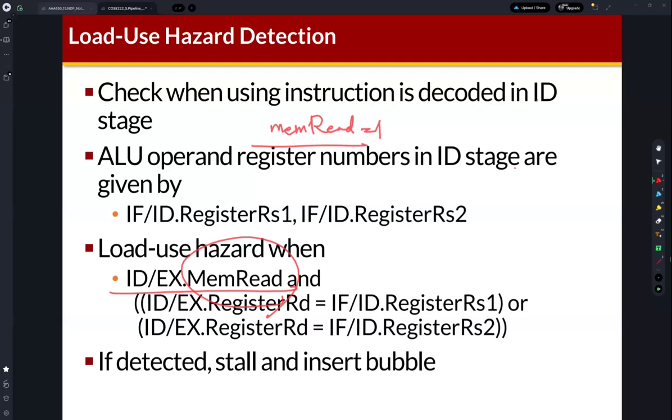Then, when the following instruction is stalled, when do we need to detect these load use data hazard cases?